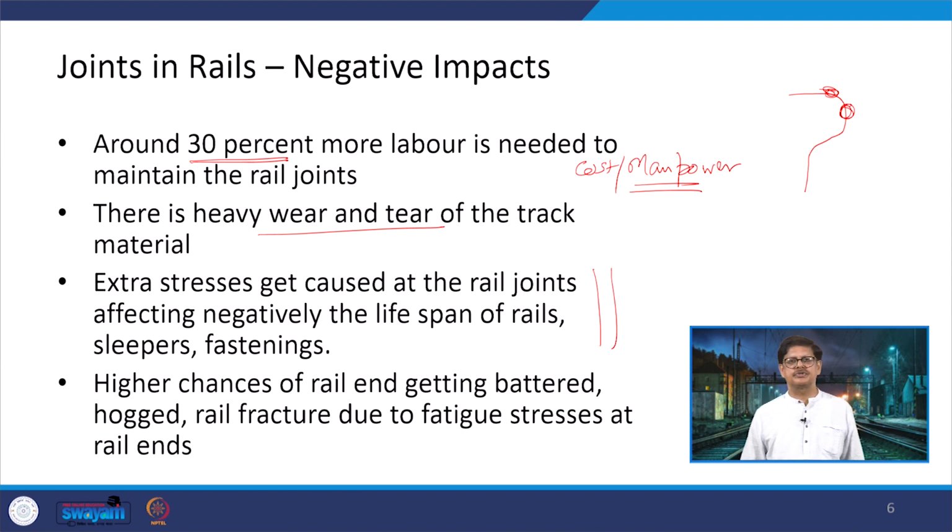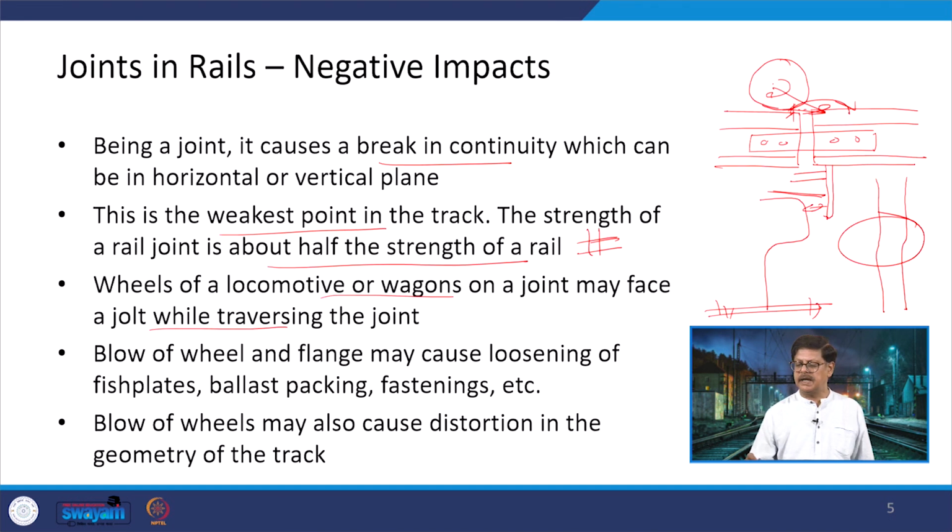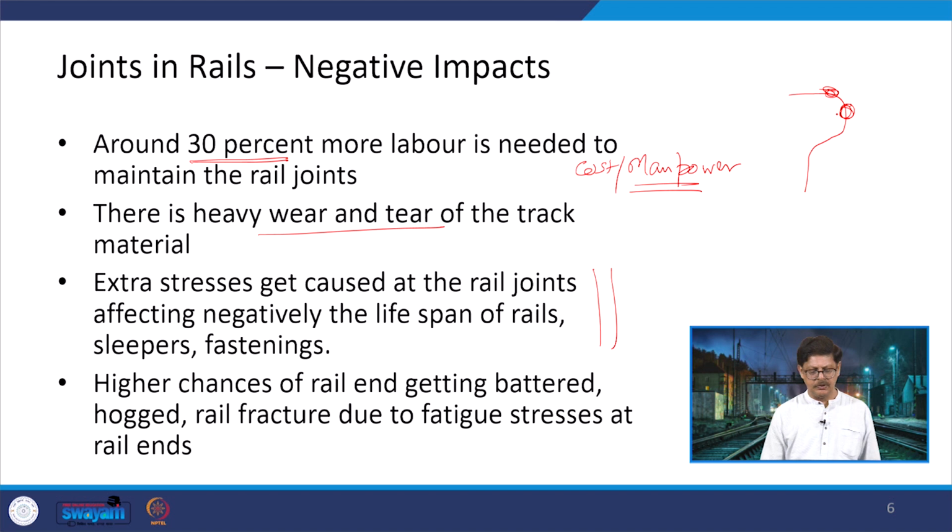There are higher chances of the rail ends which get battered. So, if we talk about that, it means it gets battered in this form. It may remain here like this, but there is a down movement here. So, the battering of the rail can be there. It is also termed as hogging. Then the rail fracture due to fatigue stresses at the rail end.